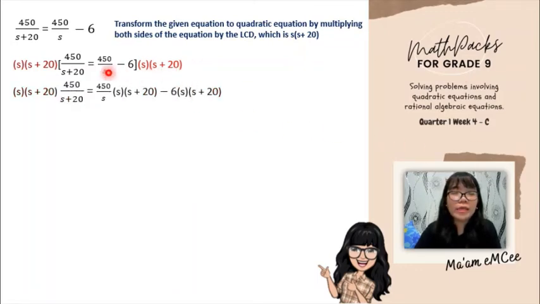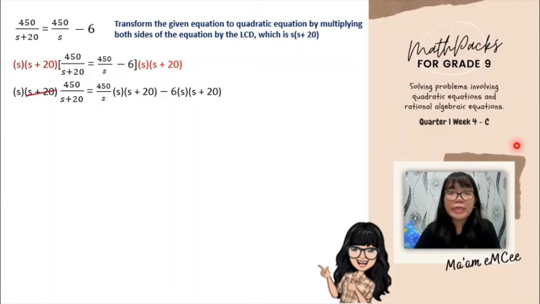Then we distribute. So we multiply again s times s plus 20 to 450 over s plus 20. So we multiply also 450 over s by s times s plus 20, and then negative 6 by s times s plus 20. So we have distributed s times s plus 20 to both 450 over s and to negative 6.